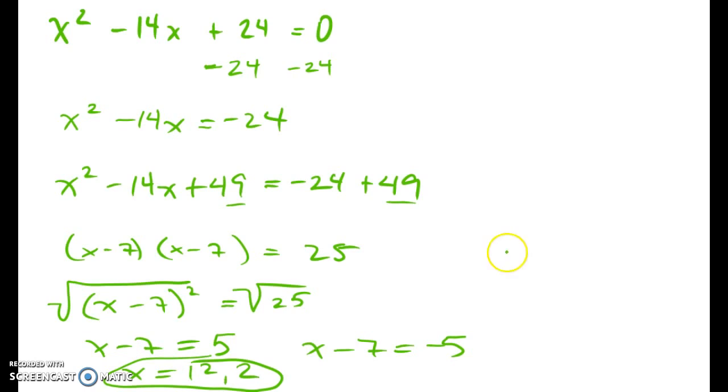I should write it like this. It's 12. That's ordered pairs. It's preferable. So 12, 0 and 2, 0, or x-intercepts.